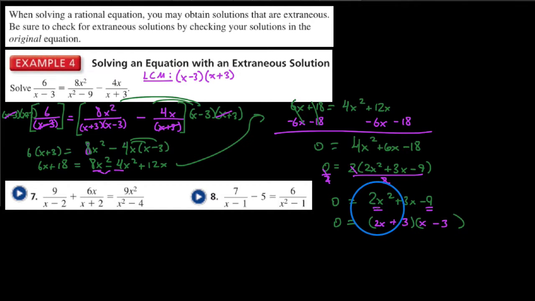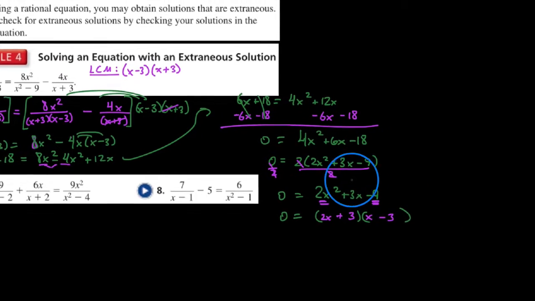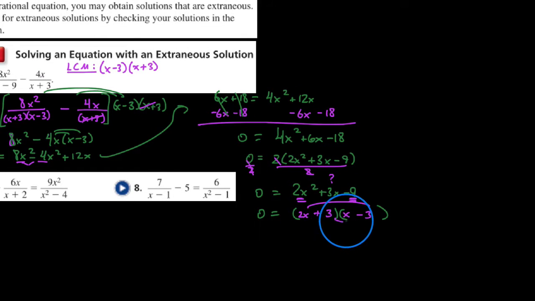Well, now we've guaranteed the first term. We've guaranteed the last term. The question is, do we get this middle term? So we check our outer and our inner here. Looks like if you take 2x times a negative 3, we get a negative 6x. And if you take 3 times x, we get a positive 3x. These two terms would add up to be a negative 3x, which is not what we have in the middle.